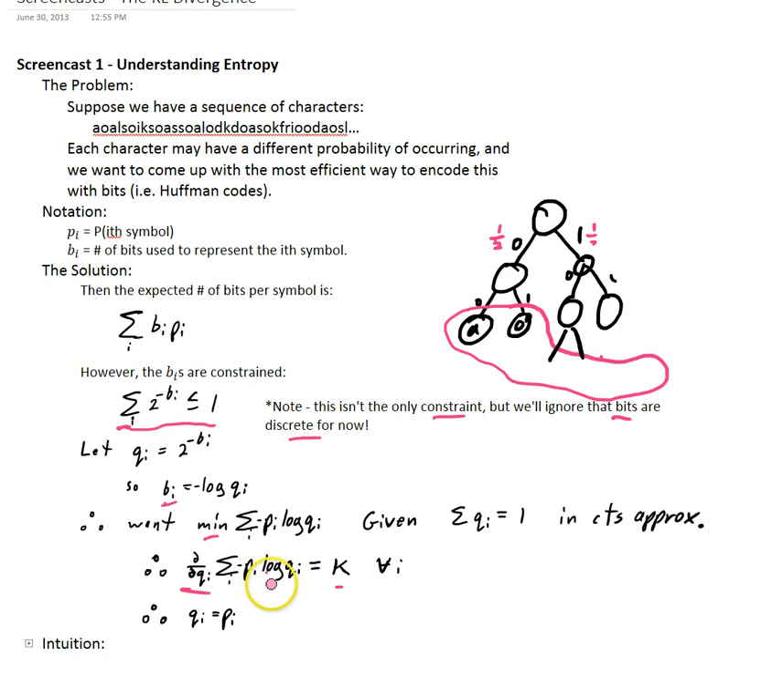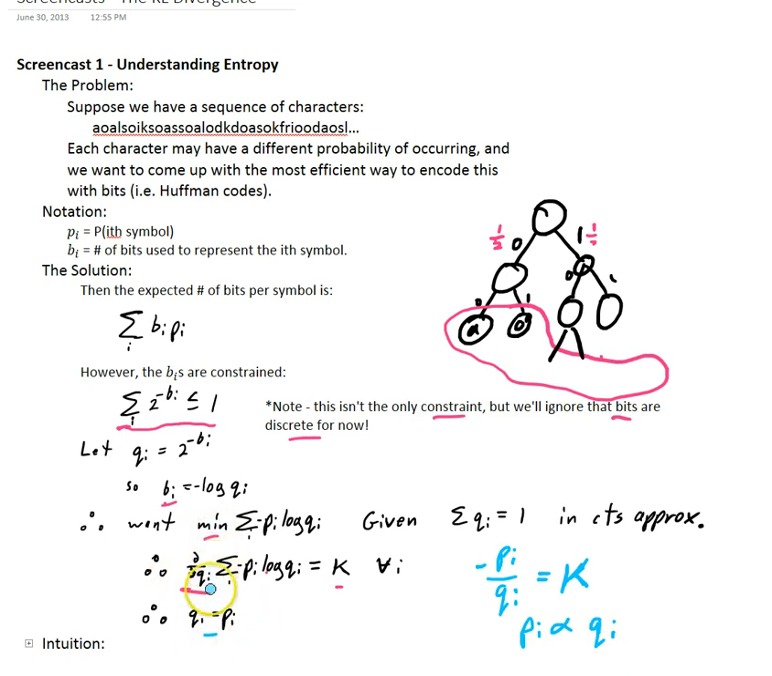And it looks like I didn't actually do the work here, but if you take the derivative with respect to Qi, we're going to get minus Pi over Qi equals K. And since this is independent of i, this means that Pi is proportional to Qi. And since the Pi sum to 1 and the Qi also sum to 1, actually Pi has to be equal to Qi, which is what we have here.